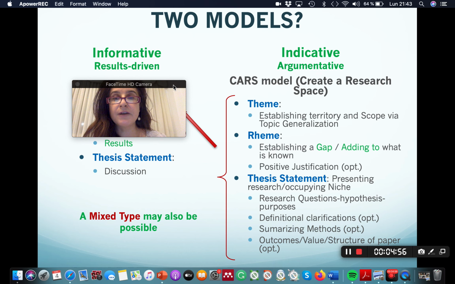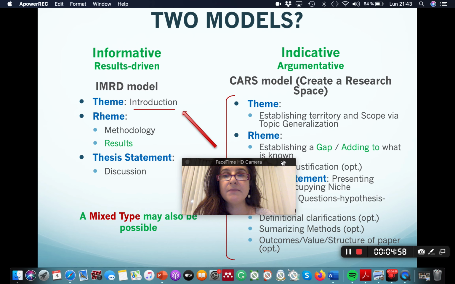So two types of abstracts. The informative, it's a summary of an IMRD model, and indicative is just a summary of the introduction of a research paper.